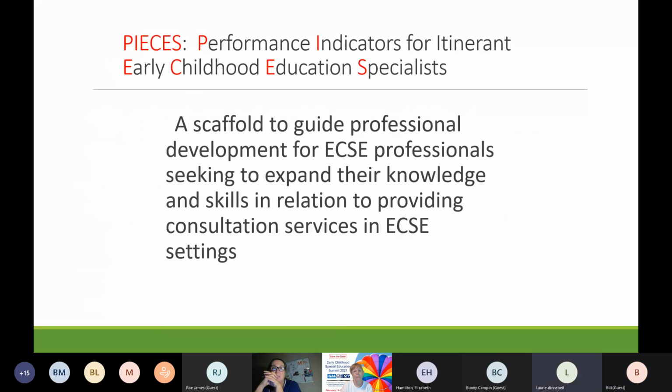So this last part, and we have about 2 minutes to share information, could be really helpful for those of you who are looking to find ways of supporting itinerant staff. We developed the PIECES, which is an acronym for Performance Indicators for Itinerant Early Childhood Education Specialists.